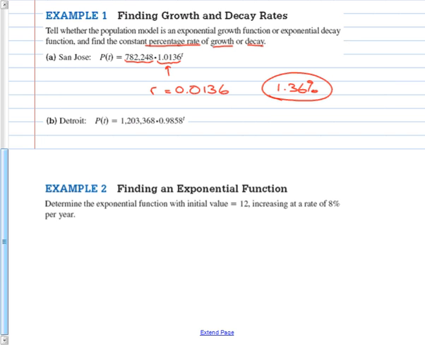So here we have Detroit. There's the original. Here is our base. Growth or decay? Decay. How am I going to find the r of this one? 1 minus this number. What do you get? 1 minus 0.9858 is 0.0142.